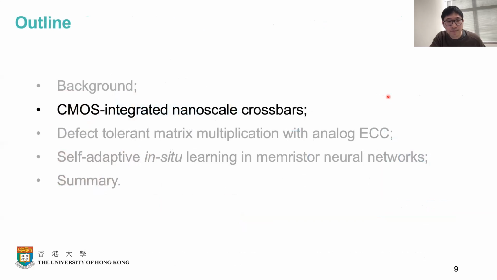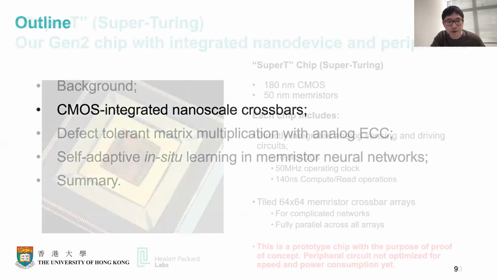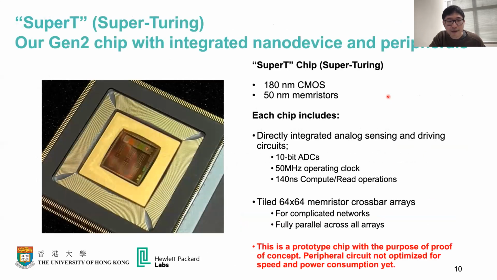problem. So the next part is CMOS-integrated nanoscale crossbars. As I introduced earlier, the Gen 1 chip is only a crossbar array without any peripherals on it. We have to build off-chip peripherals, which introduce a large RC parasitic that slows down the operation. Also, for demonstration purposes, we built micro scale devices. They are large, but easier to fabricate.